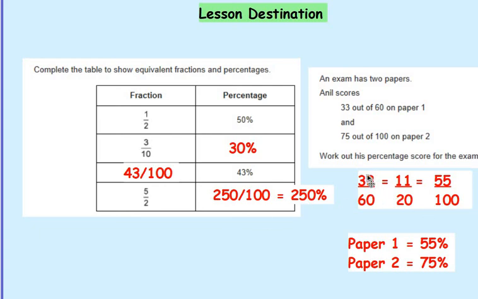The percentage score, he scored 33 out of 60 on the paper 1. I've then put that over 20 to give me 11 over 20 or 55 over 100. So he scored 55% in the first one and 75% in the second one.